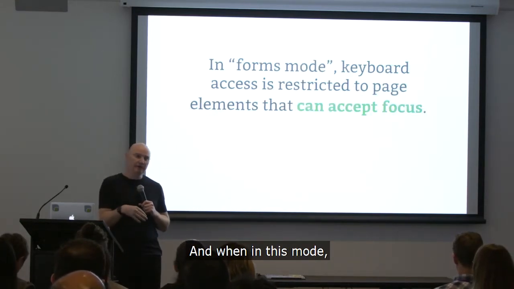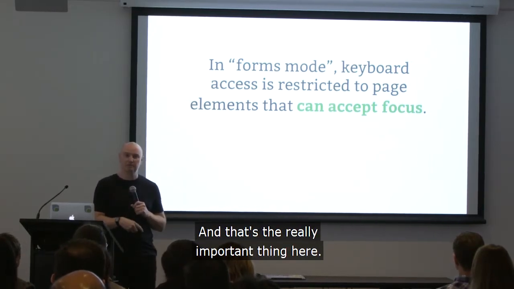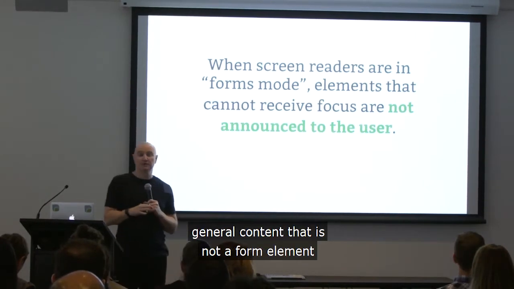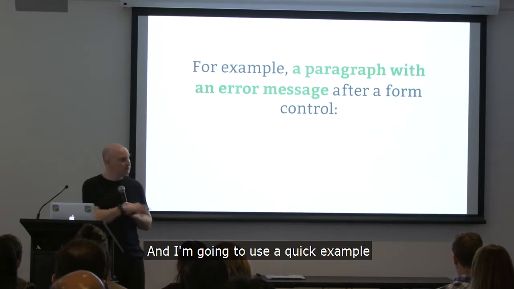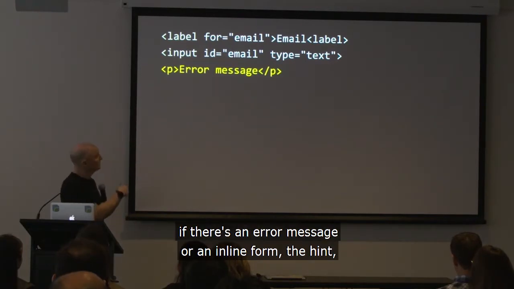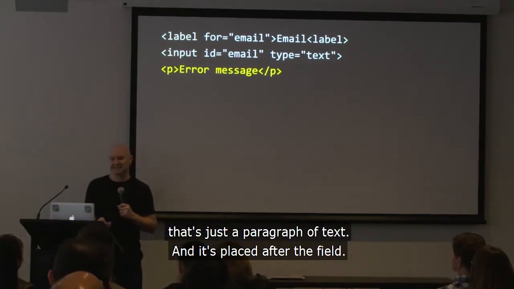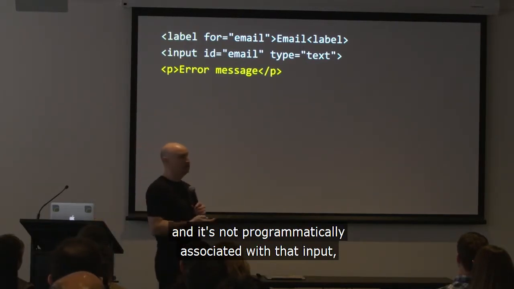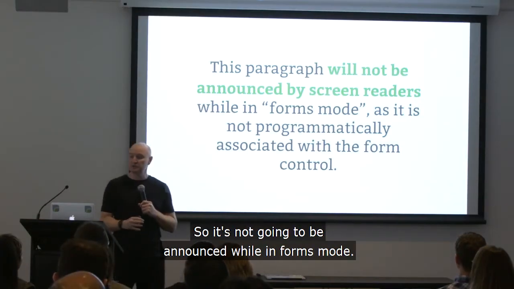In this mode, they can only access things that accept form focus, and that's the really important thing here. So when they're in forms mode, general content that is not a form element or can't receive focus is not going to be announced to the reader. I'm going to use a quick example of just a paragraph of text that's after a form field. If it's an error message or an inline form hint that's just a paragraph of text placed after the field, because it can't receive focus and it's not programmatically associated with that input, it's not going to be announced with that element at all. So it's not going to be announced while in forms mode.